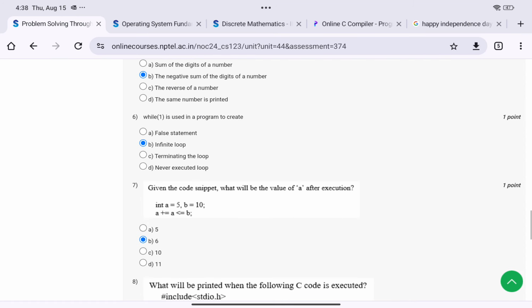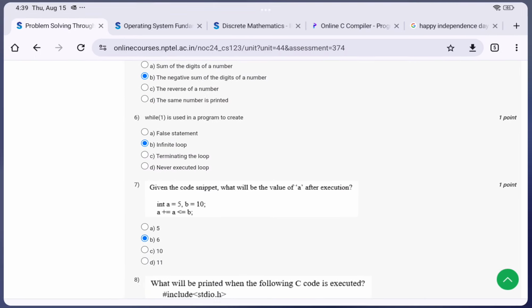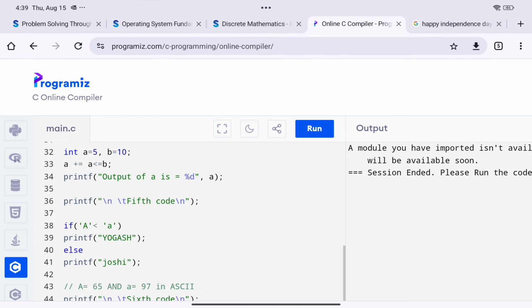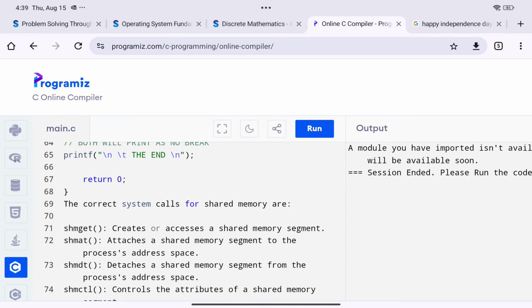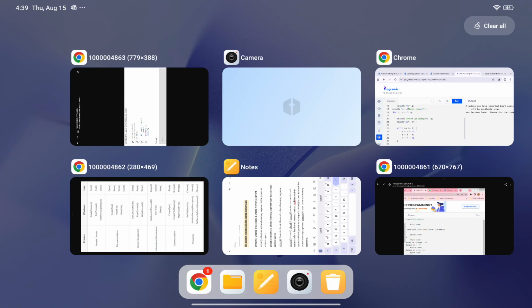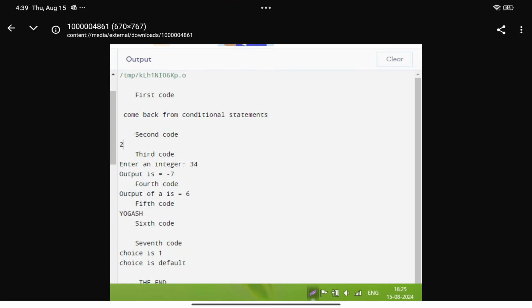If you want to check the output, we have already written the programs here. You can see what I told, write all the programs. We have written all the programs one by one. If you want, we will also send them to you. The output is not available here. The first code output is that it comes back to the conditional statement. The second output is 2. The third output, if we enter 34, is -7 because 4 plus 3 is equal to 7, and it will be negative.